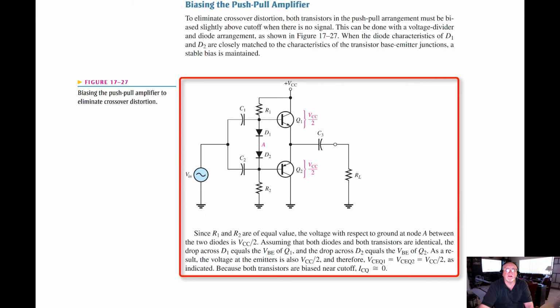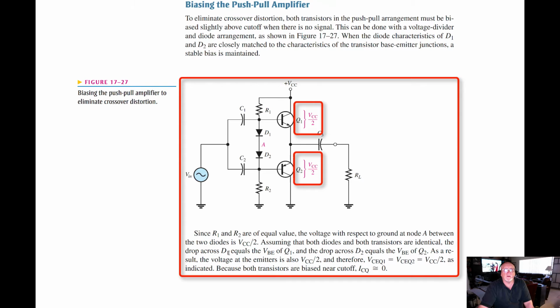Since R1 and R2 are of equal value, the voltage with respect to ground at node A, there's node A right here in the center between the two diodes, is half of VCC. So it's half of the source applied up here at VCC. Assuming that both diodes and both transistors are identical, again, they do this matching at the manufacturing point to get them both from the same material out of the same batches.